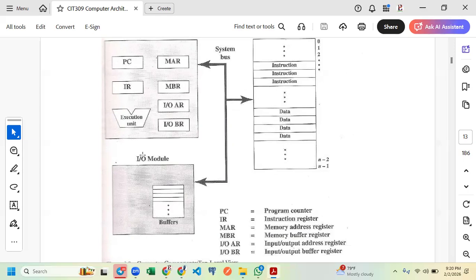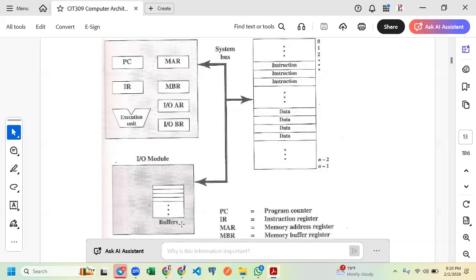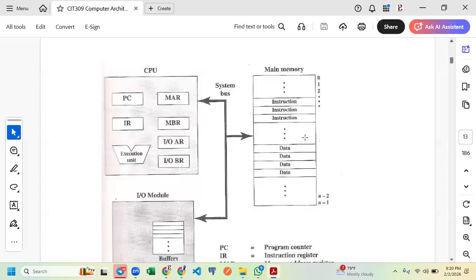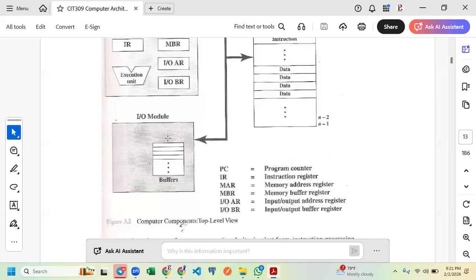And don't forget that under the input-output module, we have the buffers, if you still remember our explanation above. But that is not all we have in the top view of the computer components. We still have main memory. Mind you, the PC here means program counter. Sorry, this IR is not input register, that is instruction register, but every other thing is correct. The IR means instruction register.